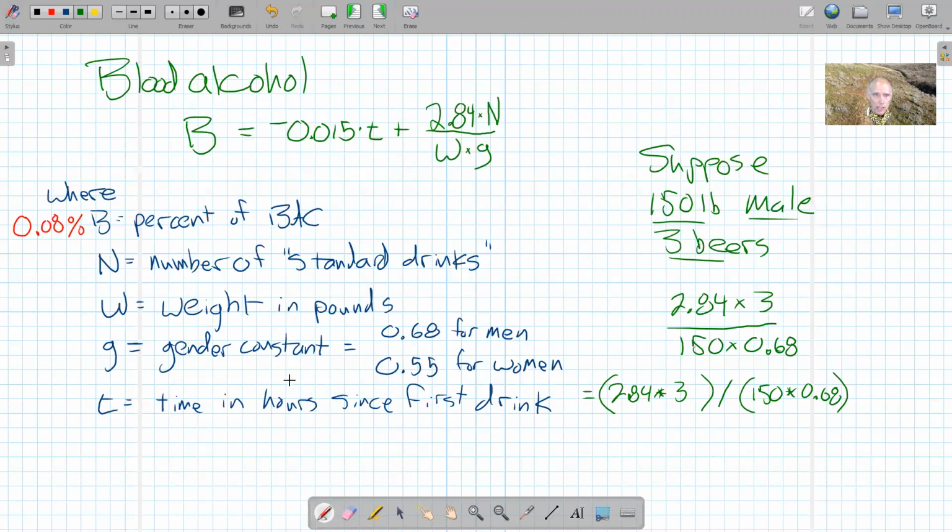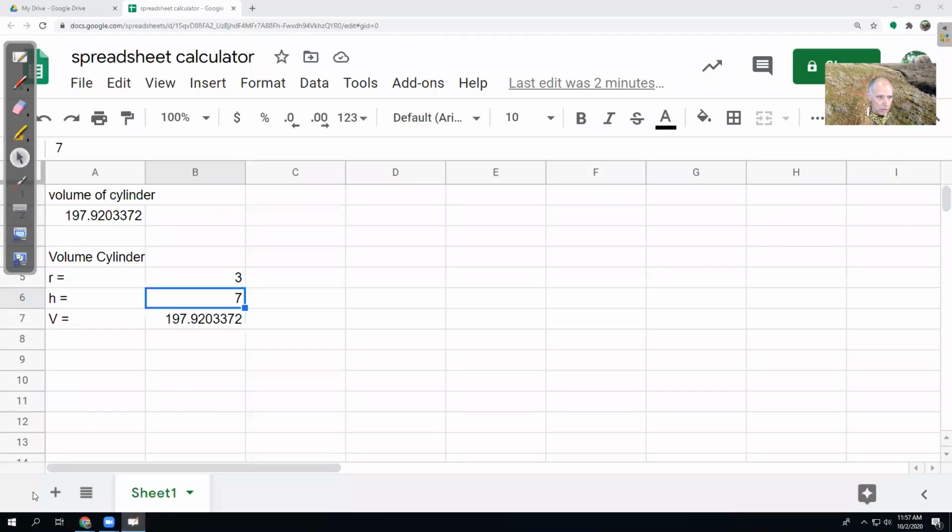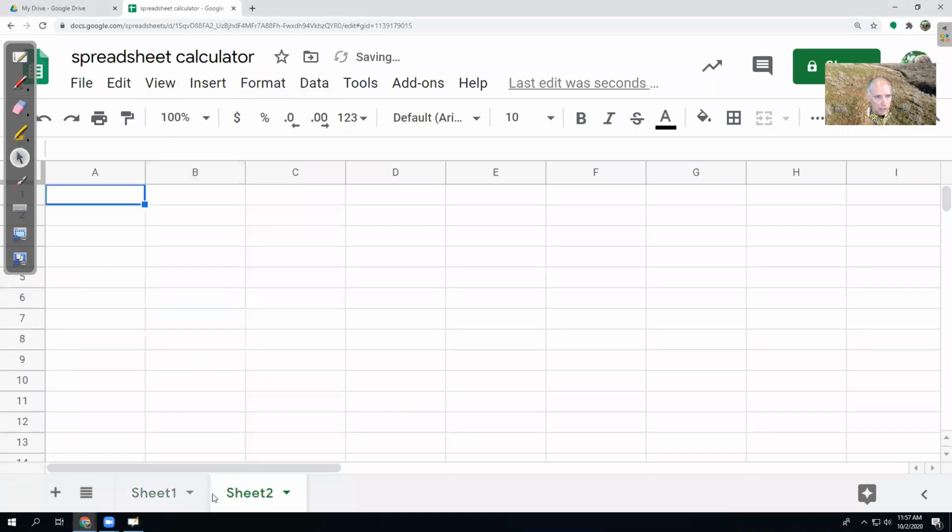So try in the spreadsheet and start a new sheet in the same file. Maybe I could call it BAC by double clicking where it said Sheet 2 below. So I'm just going to type what the formula looked like. It was B equals negative 0.015 times something called T plus, I have to use parentheses here to get it right, 2.84.